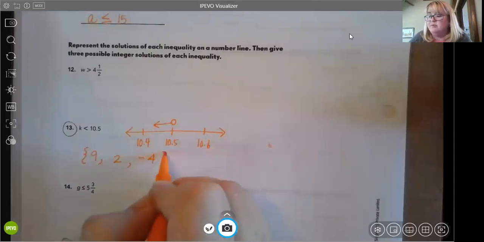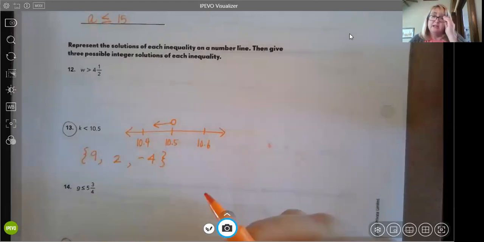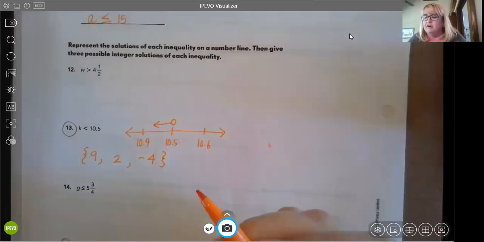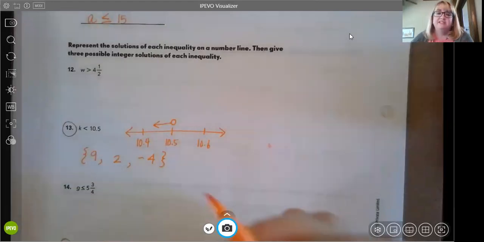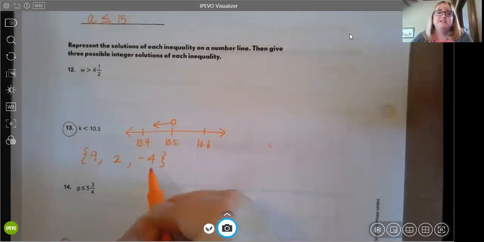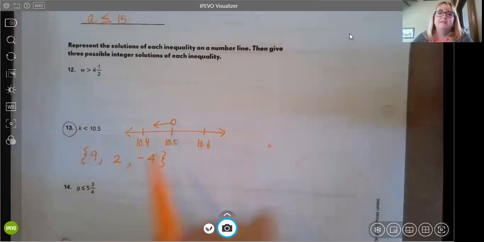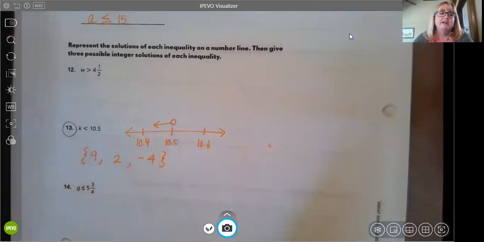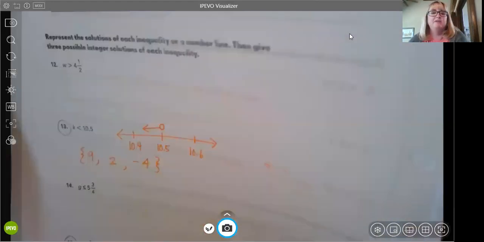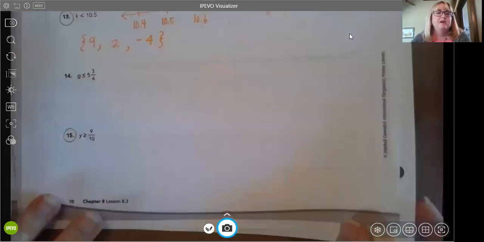-4 is less than 10.5. And there are literally an infinite number of answers that are correct for this. But it does ask you to give integer solutions. That means whole numbers that follow the inequality. All right, let's look at number 15.